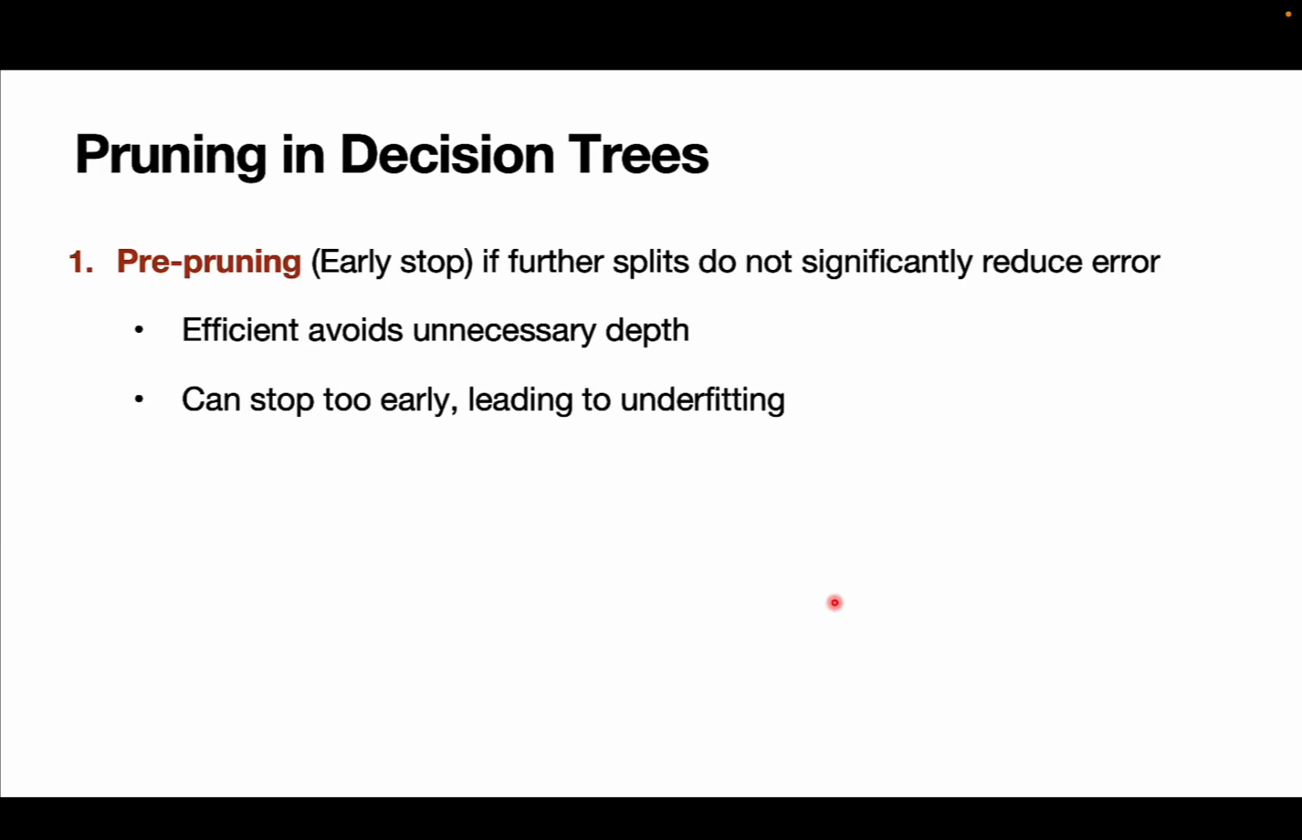To overcome overfitting, we can apply pruning techniques. Pre-pruning, also known as early stopping, stops the tree from growing too deep by halting splits that do not significantly reduce the error. In other words, instead of constructing a full tree and then pruning it afterwards, pre-pruning stops early when additional splits provide minimal improvements.